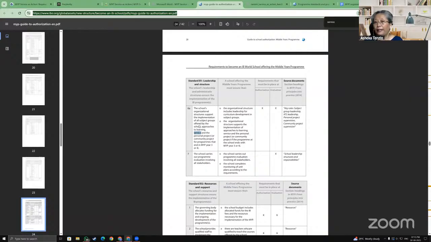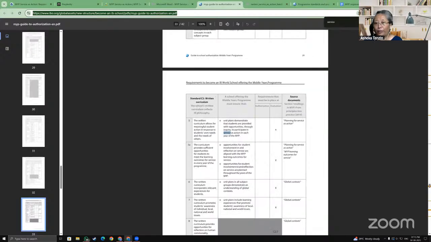And can you see an X over here? When there is an X over here, it means that you have to make sure that this requirement is there at the time of authorization. Okay, it's a requirement. You should have it. So now next, what is the next requirement for service?